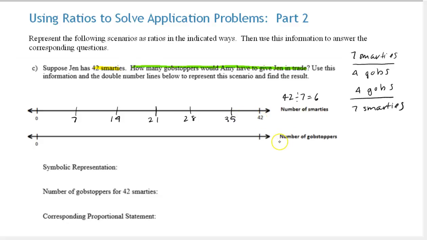Okay. Now how is this going to relate to the number of Gobstoppers? Well, we know for every 7 Smarties there's 4 Gobstoppers. So I'm going to line up the tick marks, and I'm going to count by 4s. So we have 4, 8, 12, 16, 20, and 24. So notice 42 Smarties corresponds to 24 Gobstoppers.